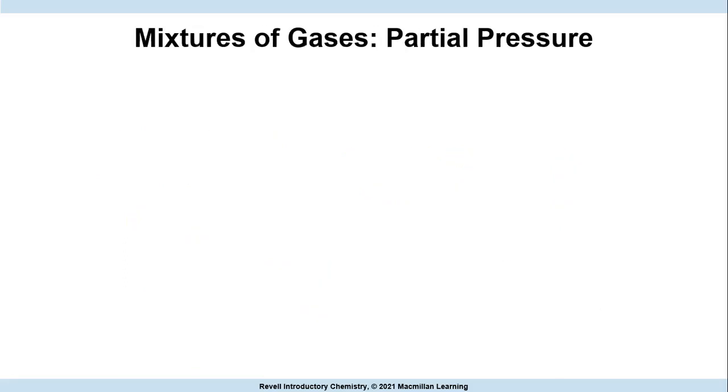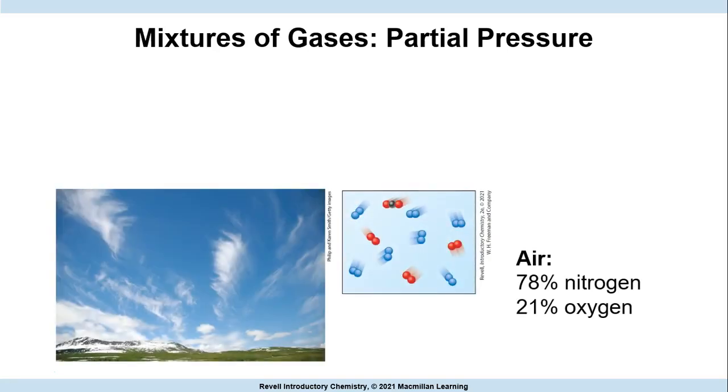Now, let's look at the situation where we have mixtures of gases. When we have mixtures of gases, the gases are going to exert pressures in the containers in which they find themselves. The pressure that is exerted by each gas is called the partial pressure. And the total pressure is the sum of all the partial pressures of the gases. So, for example, in this situation, we have nitrogen, which is 78%, we have oxygen, and we have the other gases.